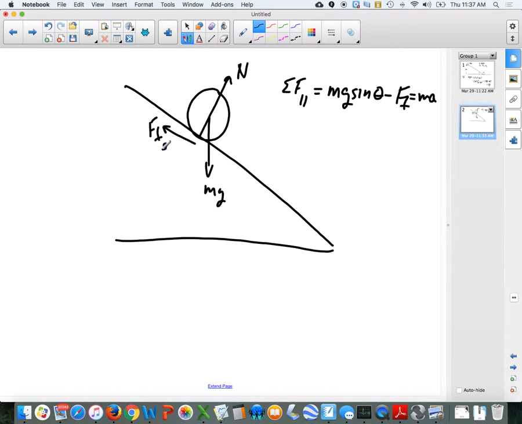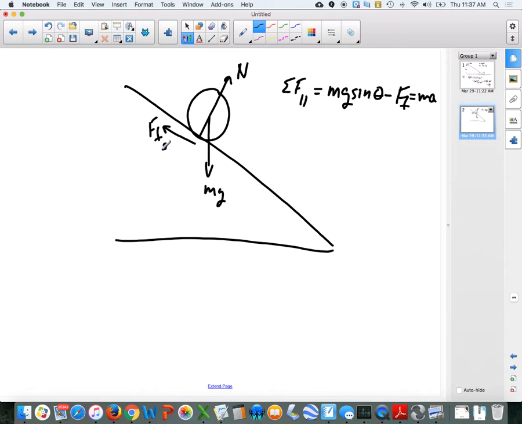We know that static friction is less than or equal to mu static times the normal force, right? So I can't just say mu static mg cosine theta here. So I need another equation.